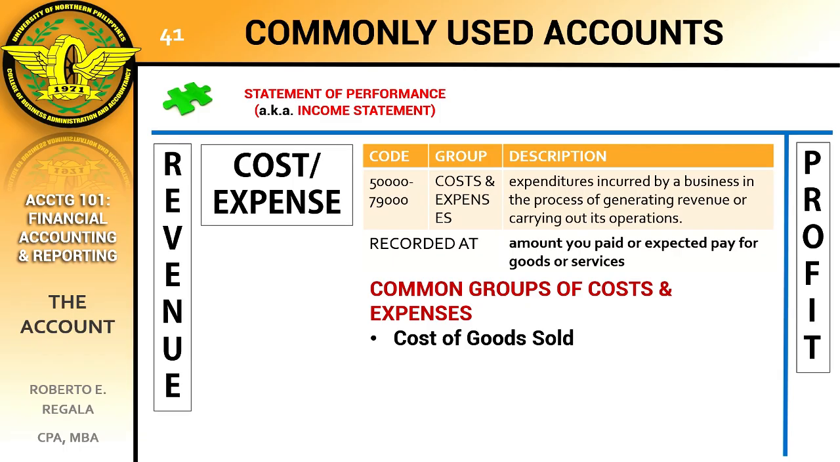Cost of goods sold, as already mentioned, refers to the direct costs incurred by a business in producing or purchasing the goods that it sells during a specific period. These costs typically include expenses such as raw materials, labor, and overhead directly tied to the production or acquisition of inventory.